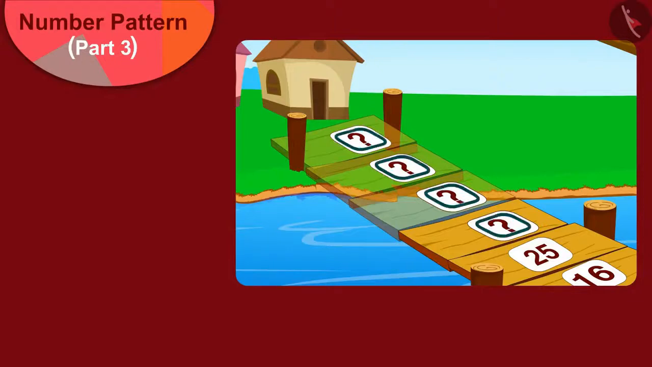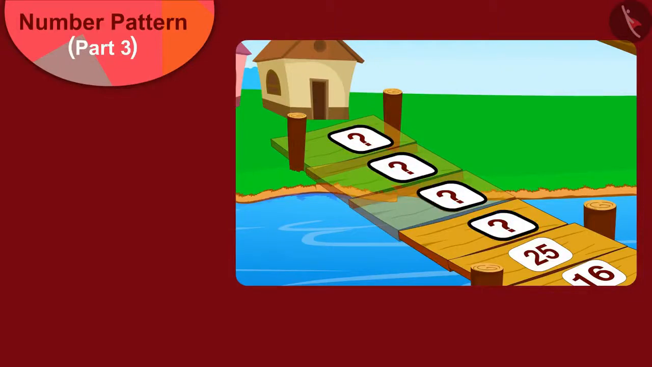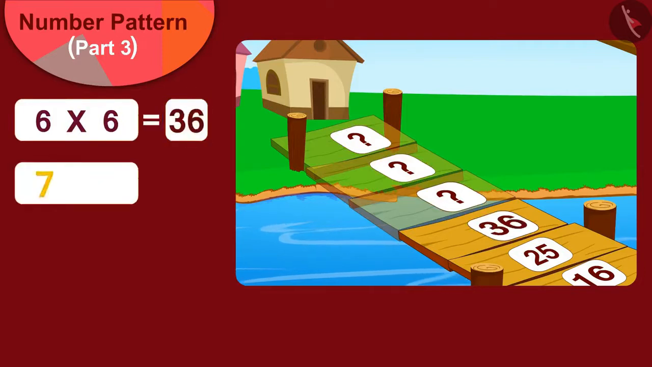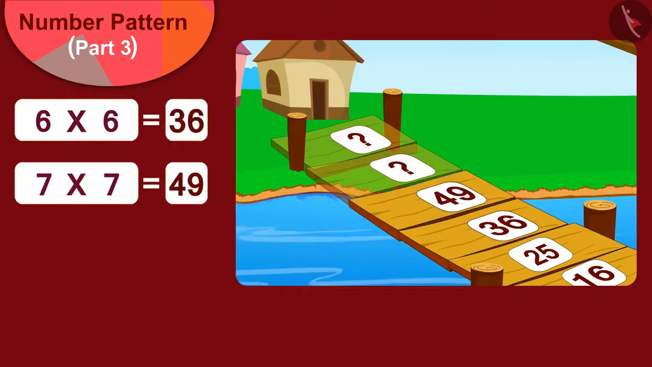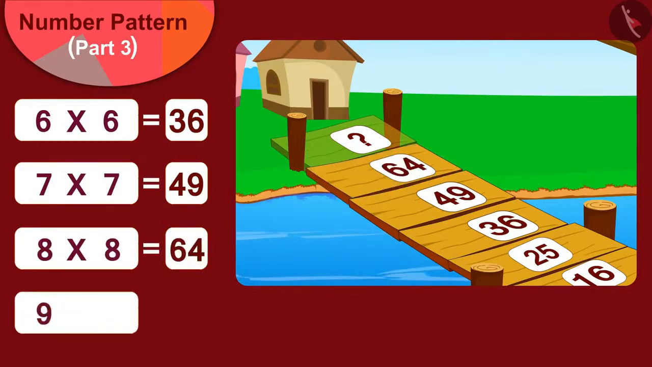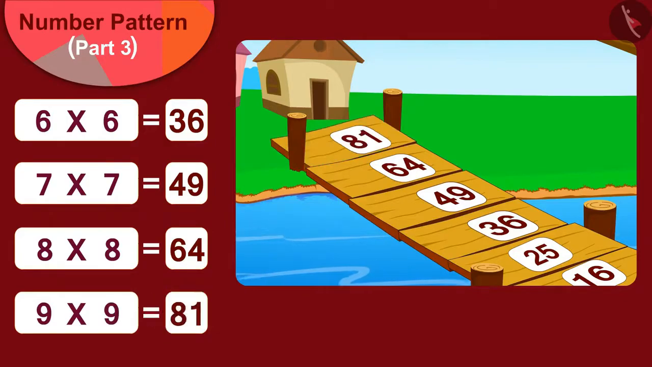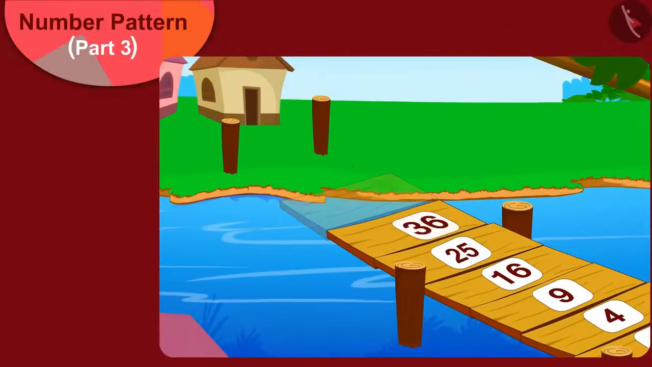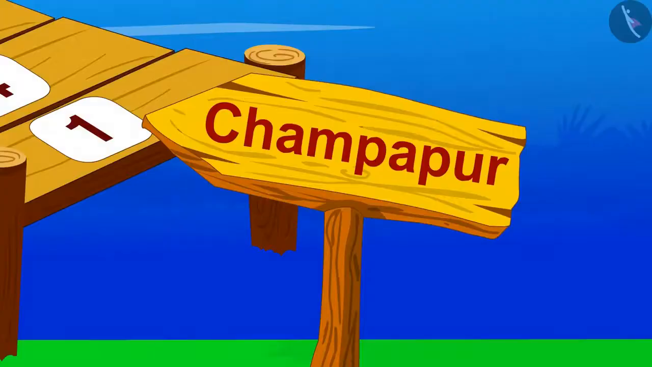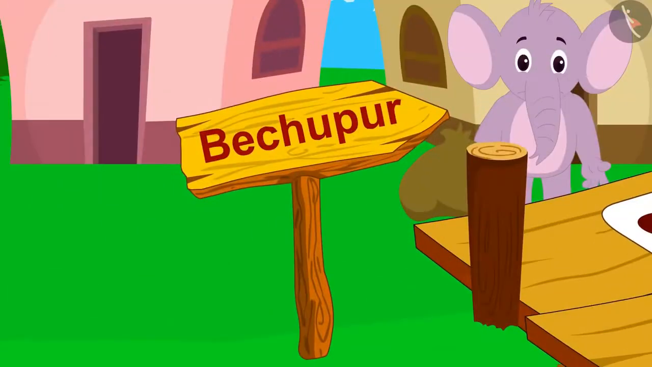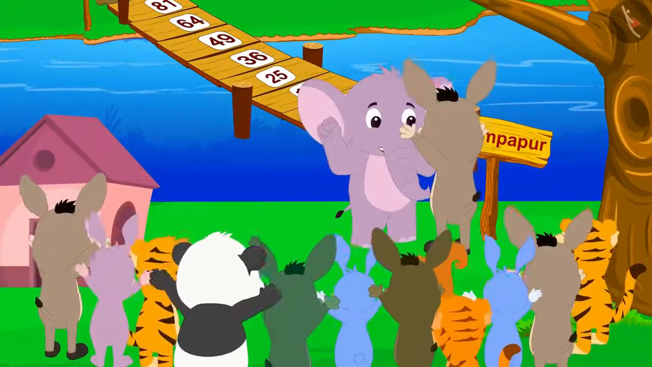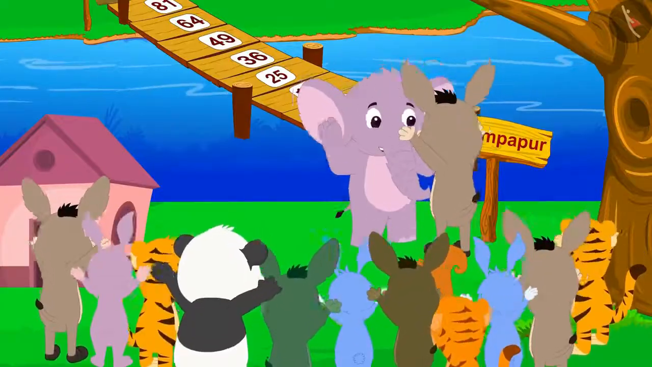Yes, the remaining 4 planks of the bridge will be numbered 6 times 6, 36. 7 times 7, 49. 8 times 8, 64. And 9 times 9, 81. The villagers also together wrote these numbers on the bridge, and finally the bridge between Champapur and Bechupur was completed. All the villagers started dancing happily.